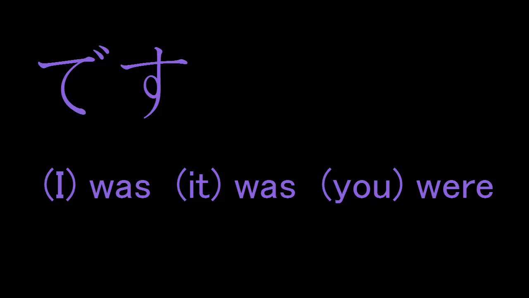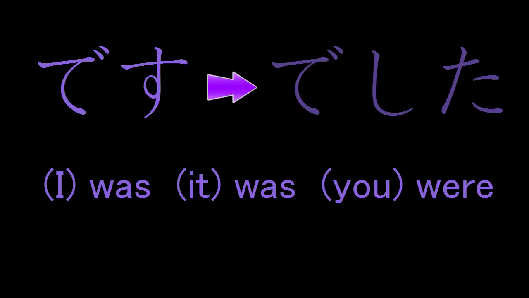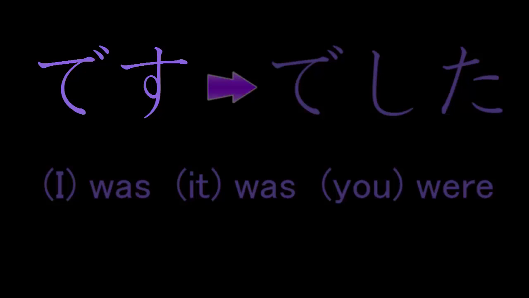All you do is take desu and change it to deshita. So desu becomes deshita. Now let's have a go at actually turning our basic A is B sentence structure into the past tense.